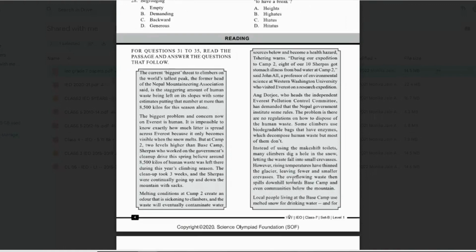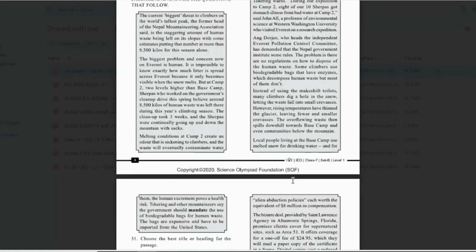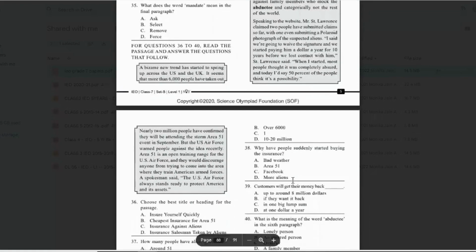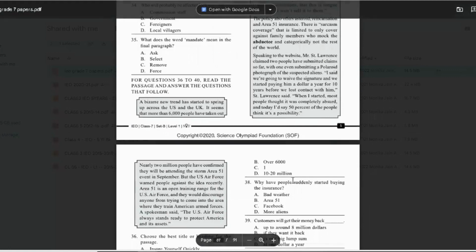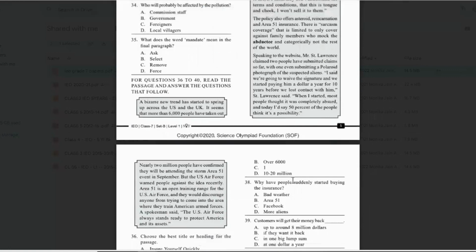Then coming to the next section, it's about reading. A passage will be given, a story or a kind of passage. You have to read that carefully and answer the questions that are being asked. That is section 2. You'll have around 1 or 2 passages, sometimes one passage and an ad or pamphlet will be given, or sometimes 2 passages will be given in this section. Around 10 questions you'll be getting in section 2.